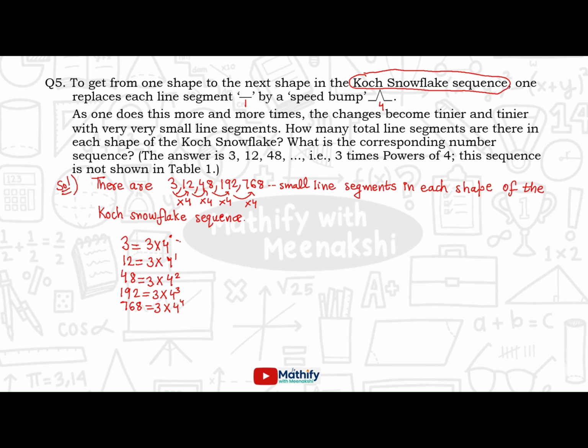As you know, as the power of 4 increases, you are multiplying by 4 each time. So you can write these answers as 3 times powers of 4. That means the number of line segments in the Koch snowflake sequence is 3 times powers of 4.